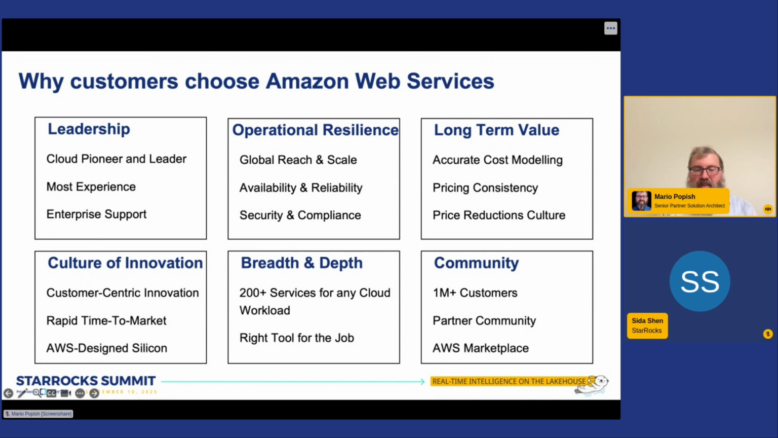There's really 6 core themes that make AWS stand out: the leadership, the operational resilience, the long-term value, the culture of innovation, the breadth and depth of our services, and the community. With over 1 million customers and a great partner community with partners like StarRocks and SolarData, AWS is a really powerful solution. Today, AWS Cloud spans 120 availability zones across 38 geographic regions. So AWS has the global reach and scale to really help you succeed in your business.